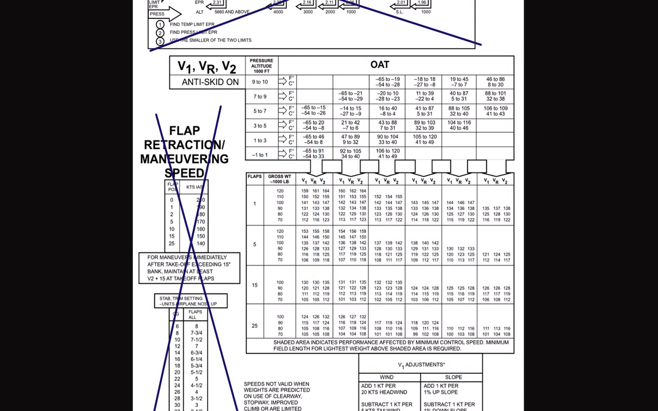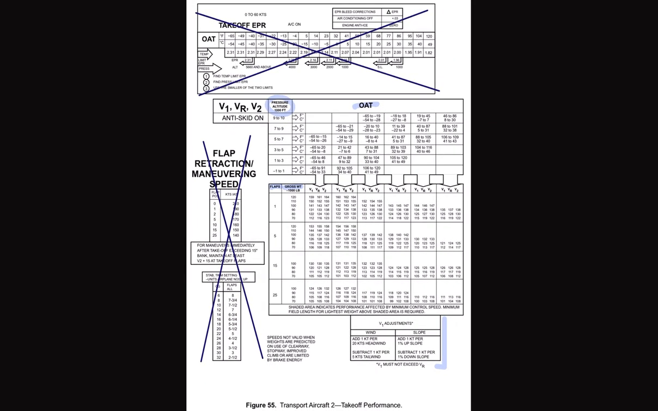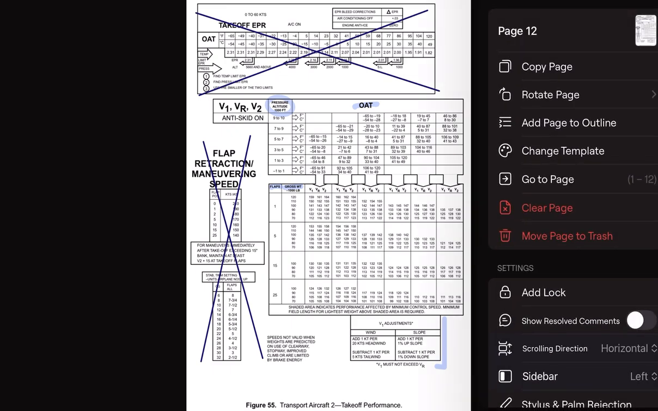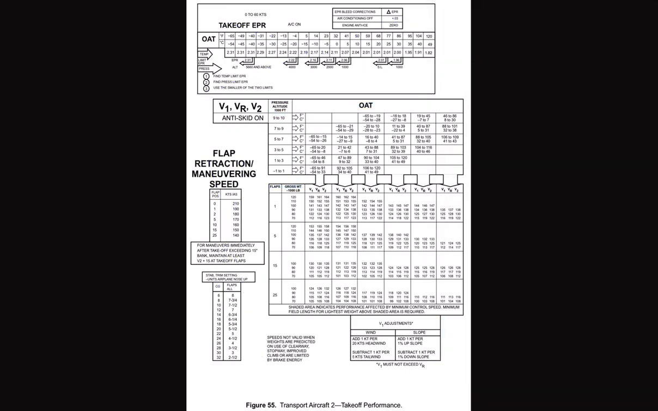So we need some kind of pressure altitude, tells us right there. We need a flap setting, we need a weight, and then we're going to make sure that we look at any adjustments we might have. So we need an outside air temperature. We have all of that in the operating conditions, but we don't have pressure altitude. So let me go ahead and clear this page. And let's go back over here.